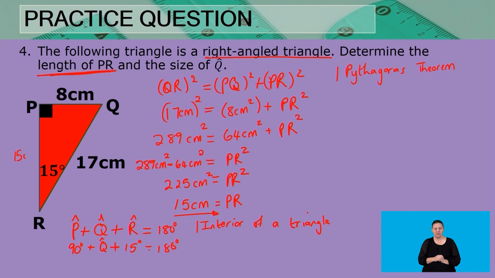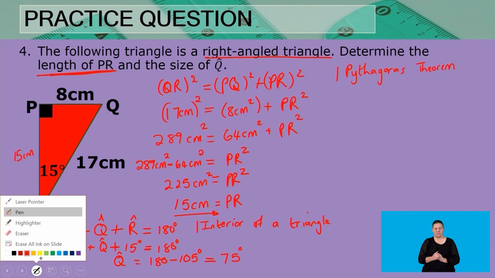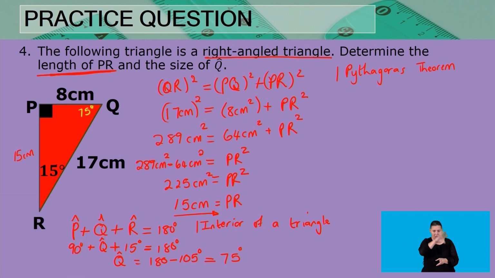That is 180 degrees. Now, if we take 90 and add it to 15 degrees, that is going to give us 105 degrees. So we are going to use the additive inverse of this 105 degrees. So 180 minus 105 degrees is going to give us 75 degrees. And that is now the size of angle Q, which is 75 degrees, in such a way that if we take 75 degrees and add it to 15 degrees and add that to the given 90 degrees, that will give us 180 degrees, because these are interior angles of a triangle.